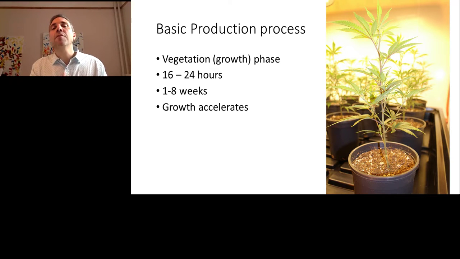During this time, the plant is put under more intense light for at least 16 hours a day, up to 24 hours a day. And this period lasts between 1 and 8 weeks, depending on genetics and the grower's growing strategy.